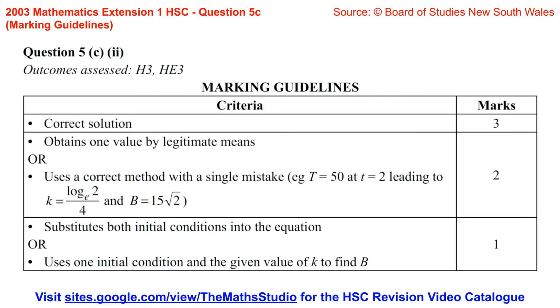For 2 marks, we have obtains one value by legitimate means or uses a correct method with a single mistake. So for example, T equals 50 at time t equals 2, leading to k equals log base e of 2 over 4, and B equals 15 times the square root of 2. And for 3 marks, we have the correct solution.